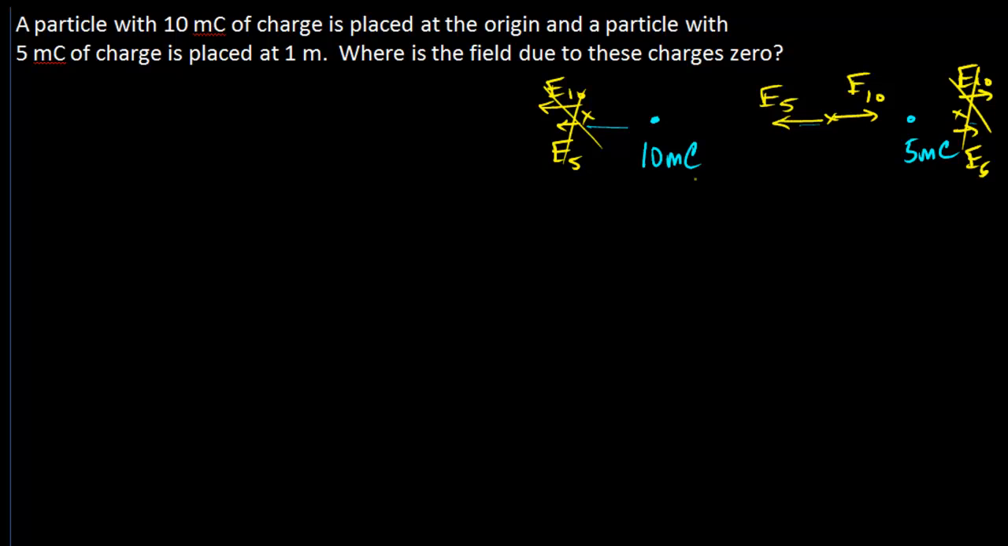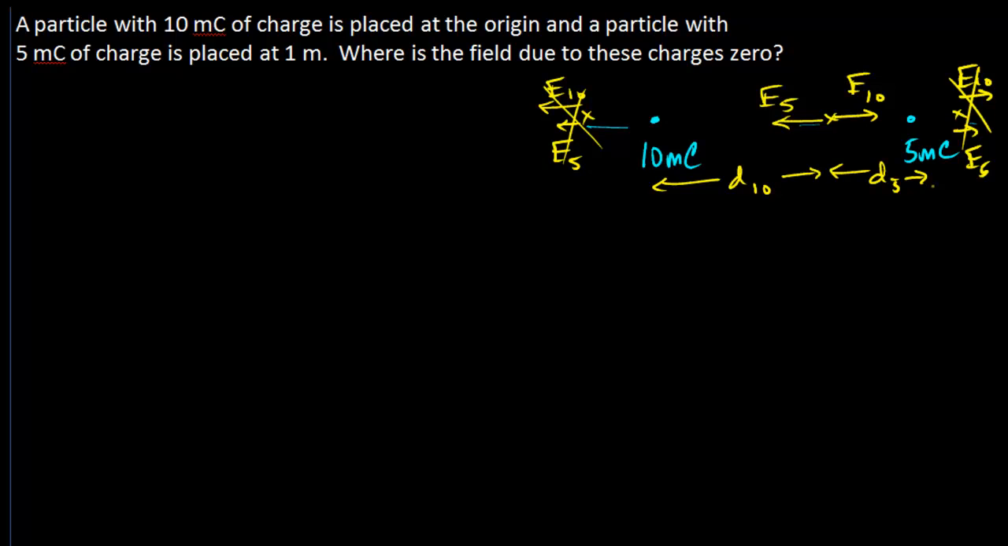So now that we figured out where our answer is going to be, let's define it in some way. We know when we're finding fields due to point charges, we need the charge, which we have. We also need the distance from the charge to the point in space we're talking about. So let's call this distance d10, the distance from the 10 millicoulomb charge, and call this one over here d5.